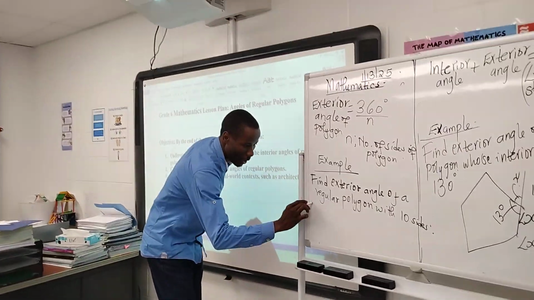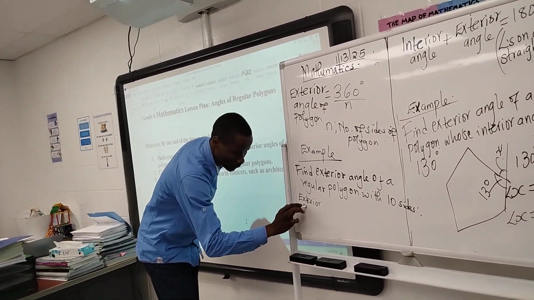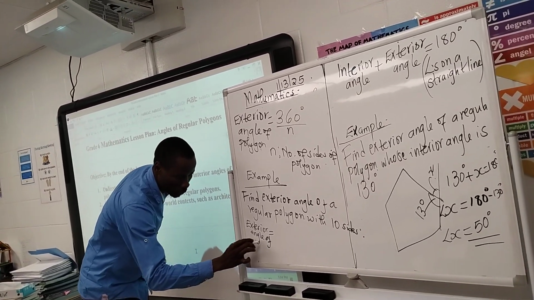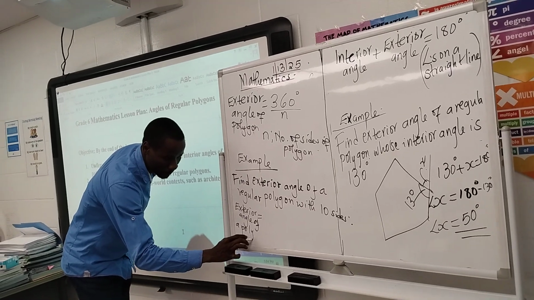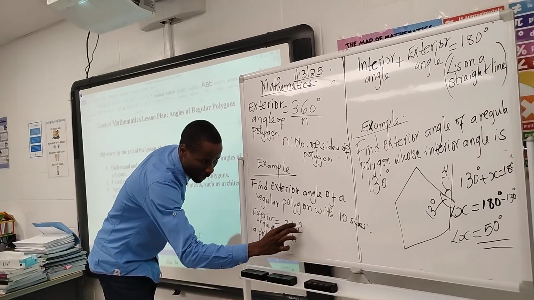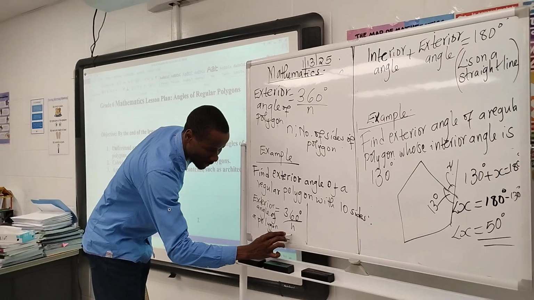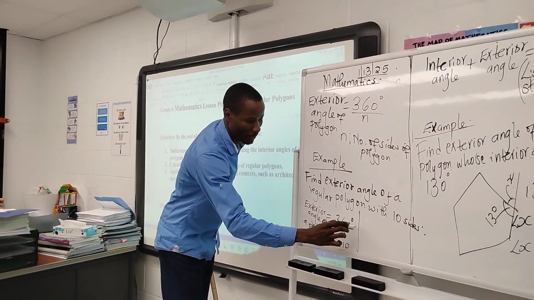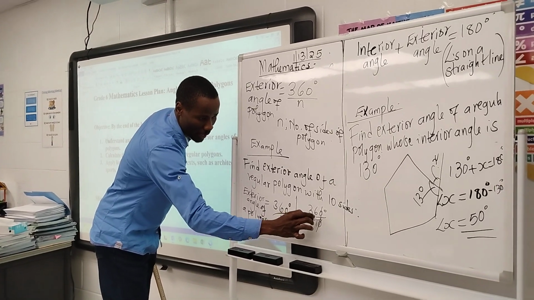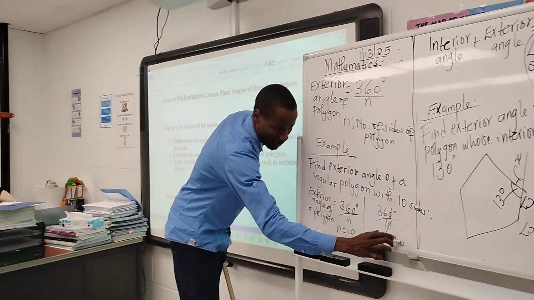What did I say? I already gave you the formula that says exterior angle of a polygon is equal to 360 degrees out of n. So for this particular case, n is 10. Our n here is 10. The number of sides is 10. Therefore now we shall simply say 360 degrees out of 10. What is the exterior angle? 36 degrees. And that becomes your solution.